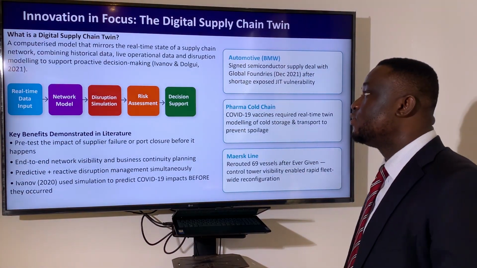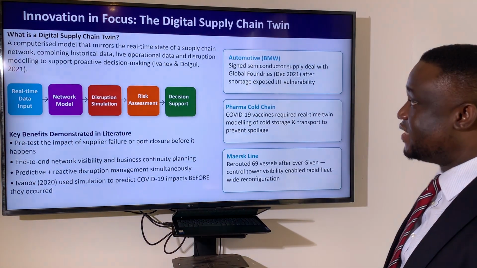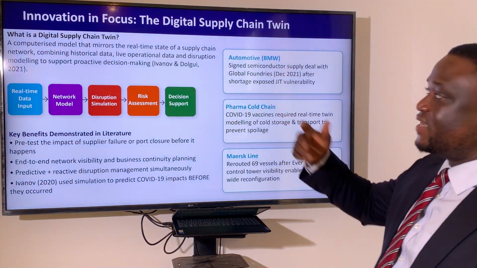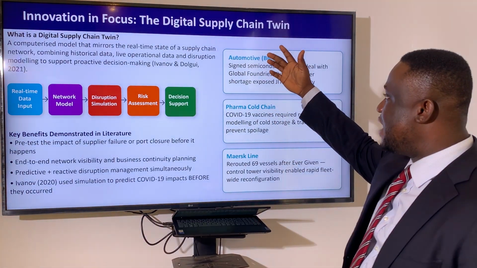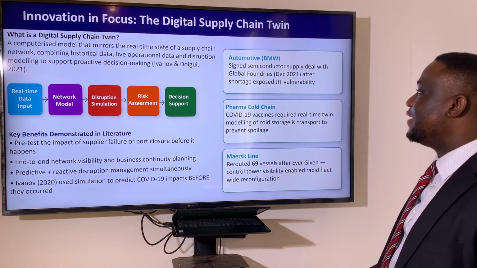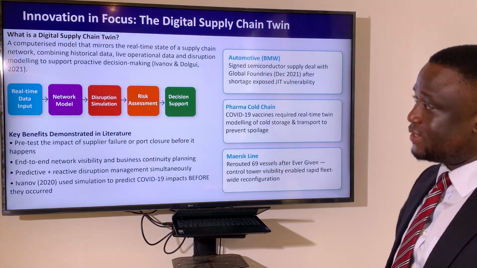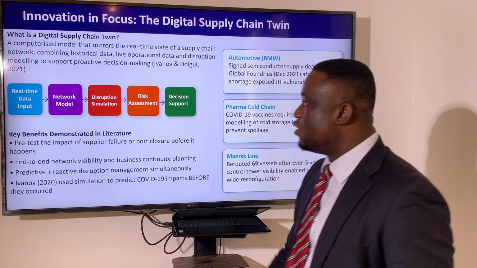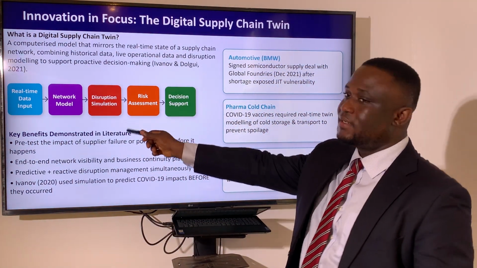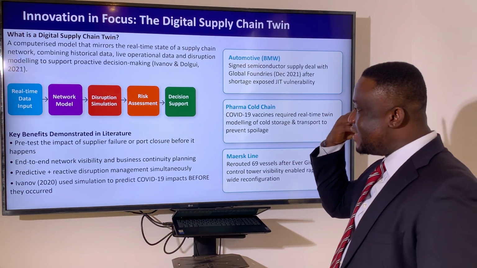So now, we'll be looking at innovation in focus, the digital supply chain twin. So what is a digital supply chain twin? A computerized model that mirrors the real-time state of the supply chain network, combining historical data, live operational data, and a disruption model to support proactive decision making. So this is the model: real-time data inputs, network model, disruption simulation, risk assessment, and decisions.